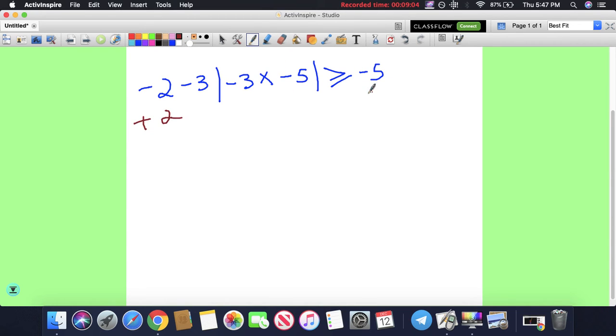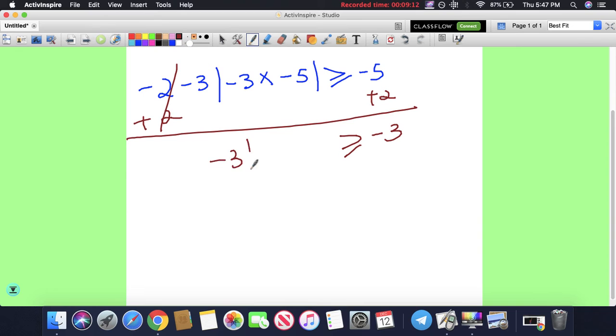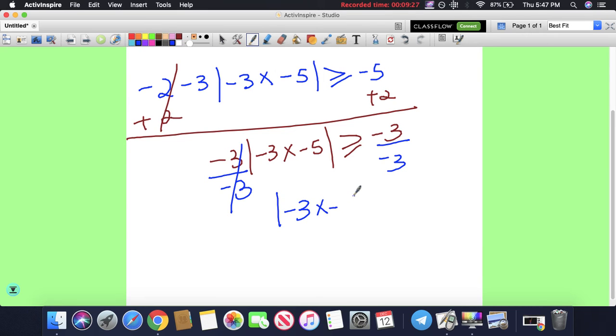So plus 2, plus 2 on both sides. That gives you negative 3. Then we have negative 3. We're going to divide both sides by negative 3 now. I'm going to divide this guy by negative 3 and this guy by negative 3. That becomes 1. Negative 3x minus 5, less than or equal to 1. Right? We divided by a negative number, therefore, to keep that inequality true, we have to change the sign the other way.